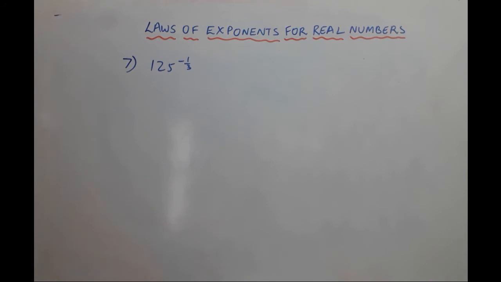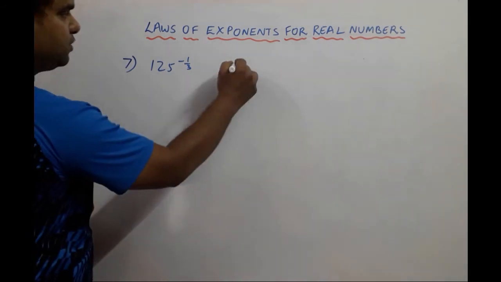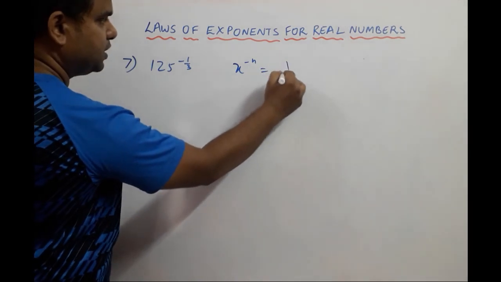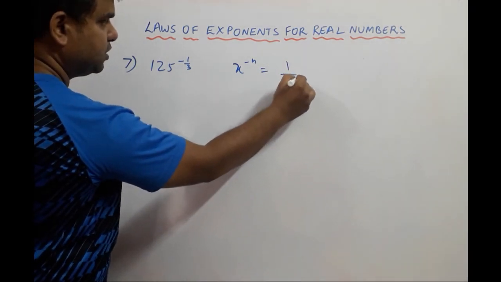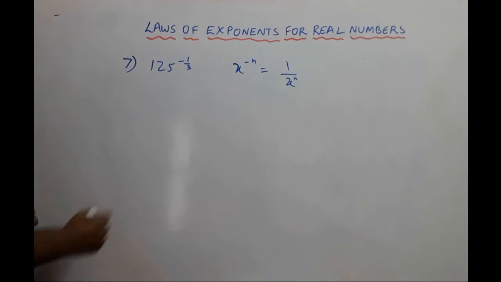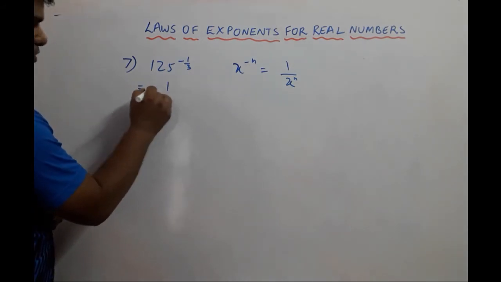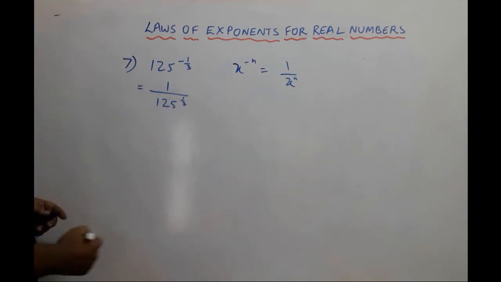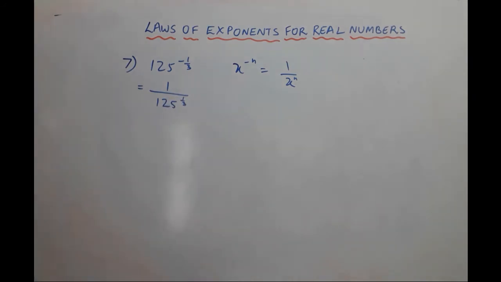Okay. Let's move to the next question, which says 125 raised to minus 1 upon 3. So this is the form that I had told you. If it is x raised to minus n, then what happens? We put it in the denominator. The base goes in the denominator, wherein the power becomes positive. So over here as well we put it 1 upon 125 raised to 1 upon 3. The power becomes positive in this case.